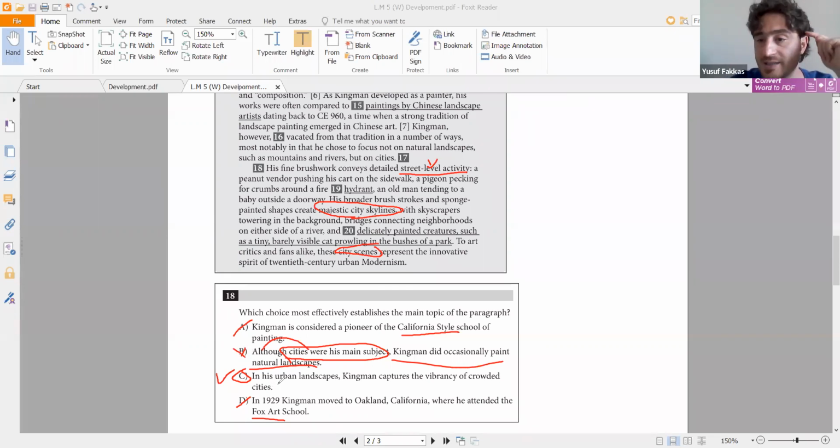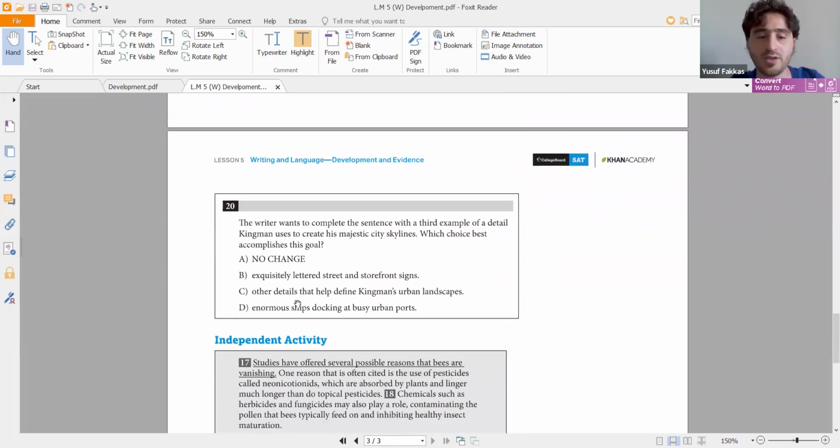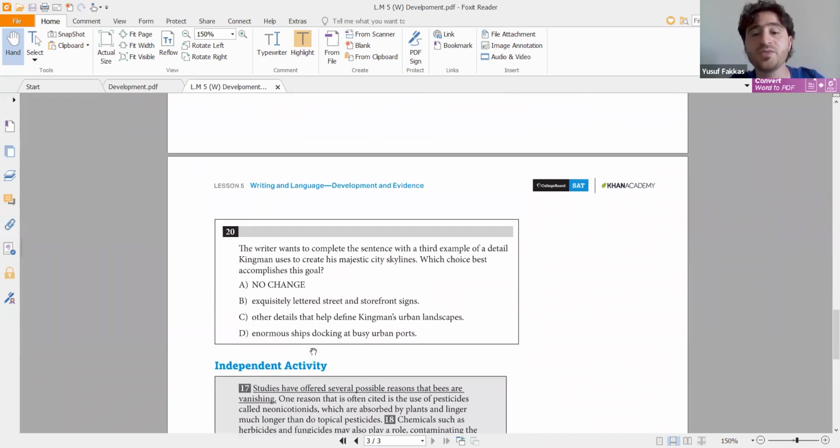Look, instead of natural landscapes, we can focus on urban landscapes. Because urban, as we said, is the adjective of city. So in his city landscapes, Kingman captures, shows, observes, records what? The vibrancy. Vibrancy is equivalent to the word activity here, right? Of what? Of crowded cities. So C is the best answer. Again, remember, there's never something on the SAT like B is right, but C is better. No. The other three answers are wrong for one reason or another.